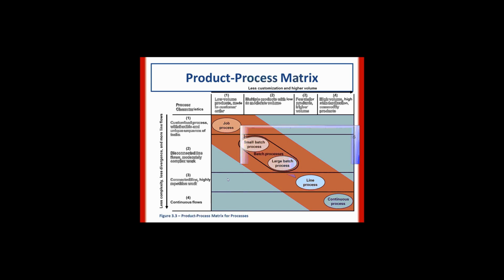The line process denotes a process with high volume, standardized, repeated process. The outcome can be narrow range with a larger quantity. Example can be computer assembly line, automobile assembly line.